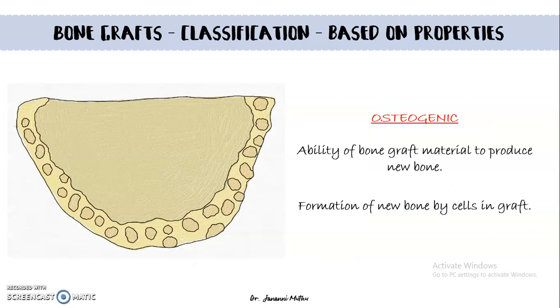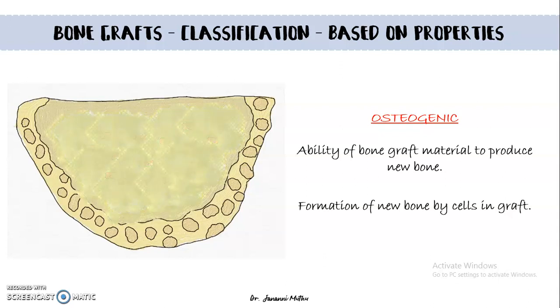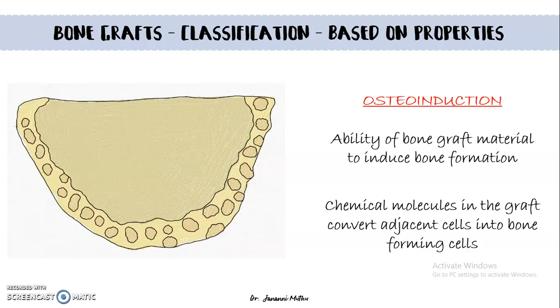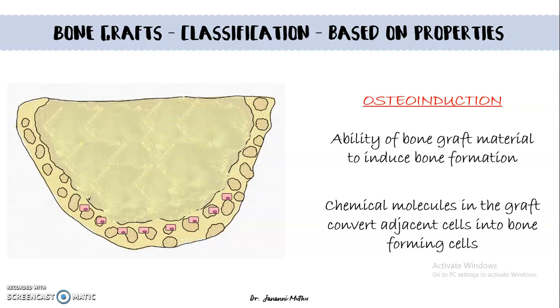Firstly, the osteogenic grafts. These grafts have the ability to form new bone. When the graft is placed inside the defect, it contains osteogenic cells, and these cells deposit new bone. Next are the osteoinductive grafts. These grafts have the ability to induce bone formation. The graft contains chemical molecules like growth factors that signal the adjacent bone forming cells, and these cells deposit new bone.